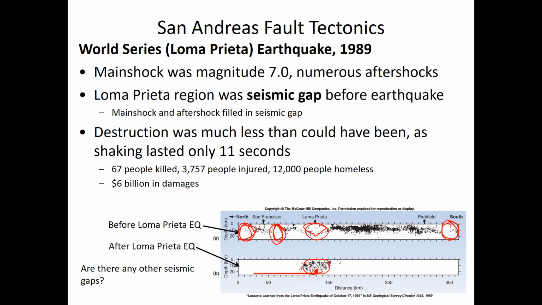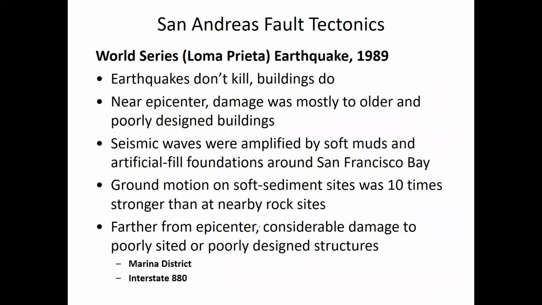So the destruction in the 1989 earthquake was much less than it could have been, as the shaking only lasted 11 seconds. 67 people were killed. There's almost 4,000 injuries, and 12,000 people were homeless, and $6 billion in damage. Like we saw, very few people died, but very costly, right? As a result of it being in the United States, where we had buildings built to seismic code, we had the infrastructure built to mitigate the impacts, but as a result, there occurs a lot of damage because of the larger economy.